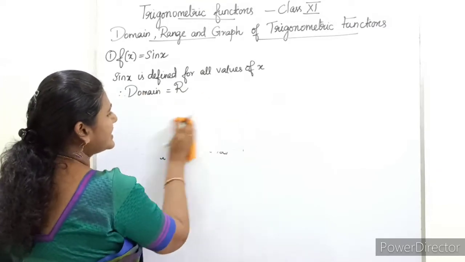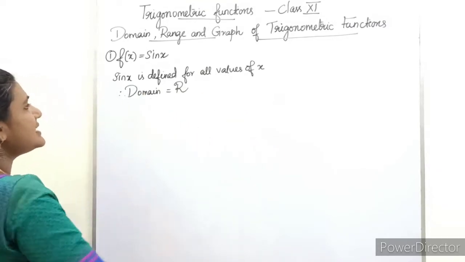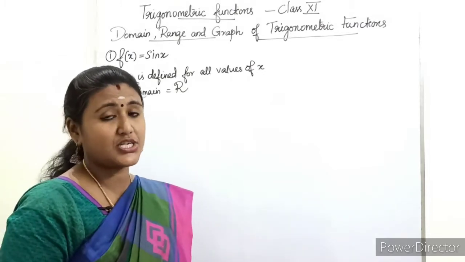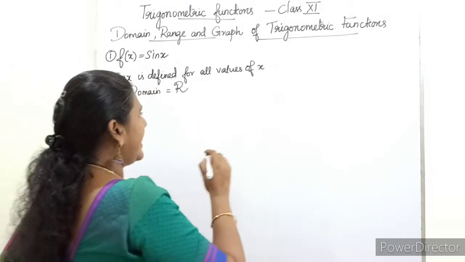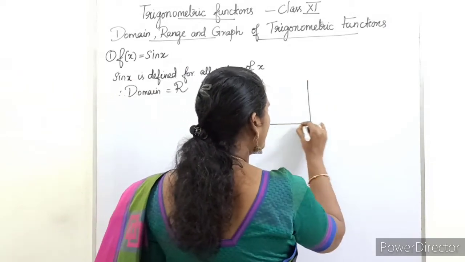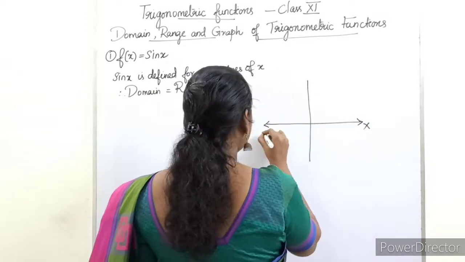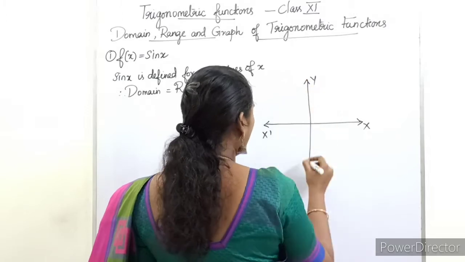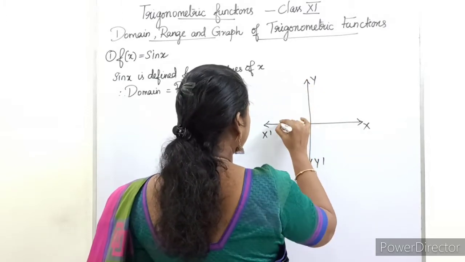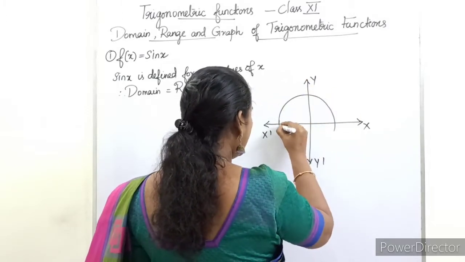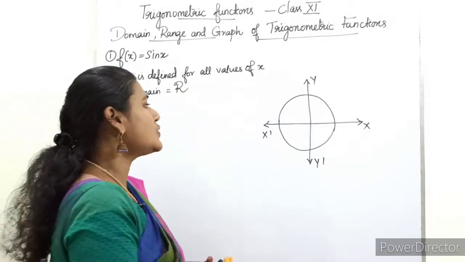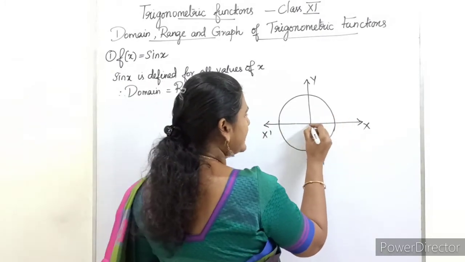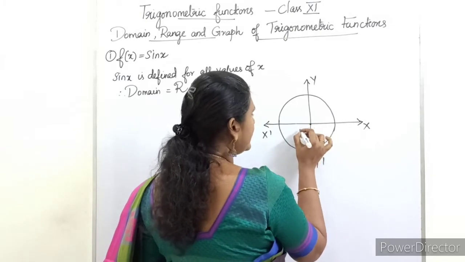Now we will see what is the range. So range is the value of the function, the value of f of x is the range. So we will see that. So let us consider the unit circle with origin as its center. Let us consider the same unit circle which we have already discussed in the previous video. So the unit circle we will consider with the origin as the center.